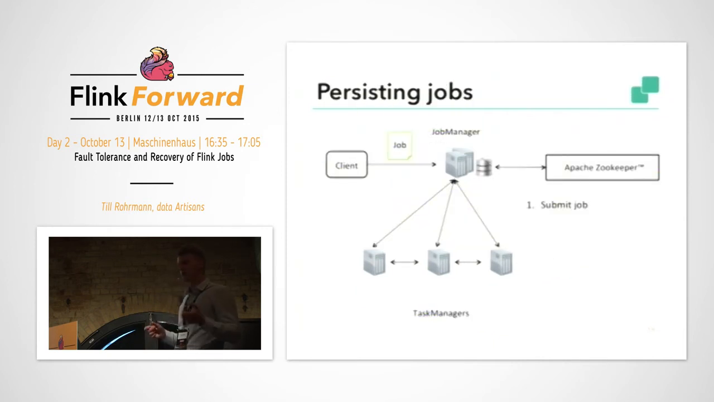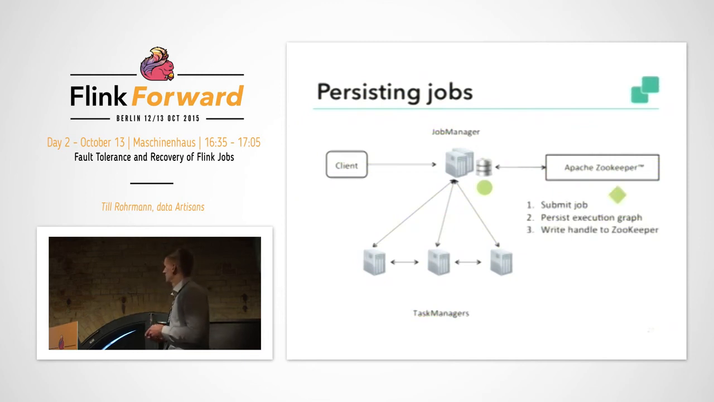However, I haven't told you yet how the new leader is able to retrieve the jobs which have been executed before. That's also done via Zookeeper. So what is happening when you submit a job to the job manager is that first of all, the execution graph for the job is generated, and it is written to a persistent data storage like HDFS, for example.